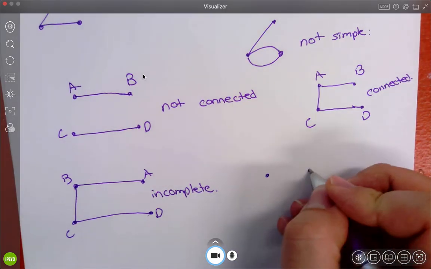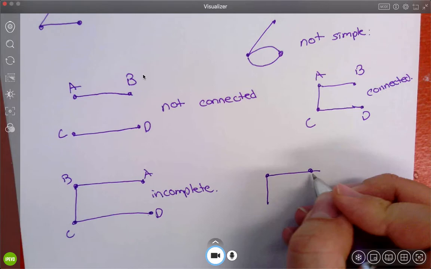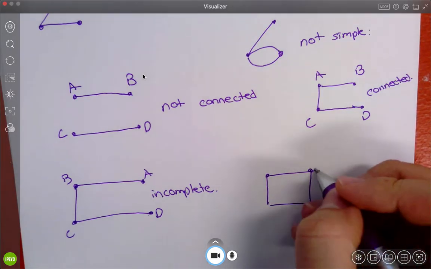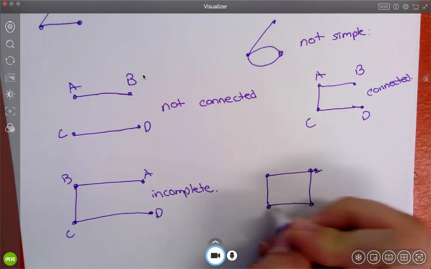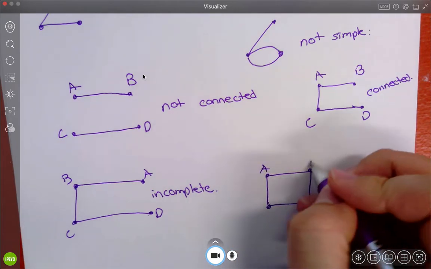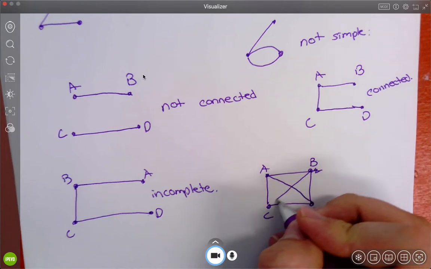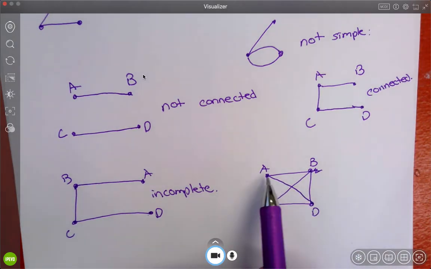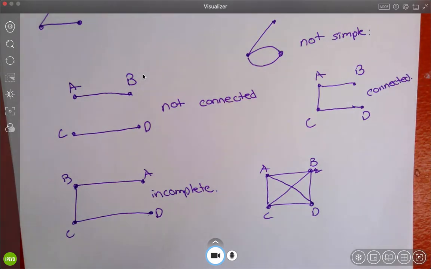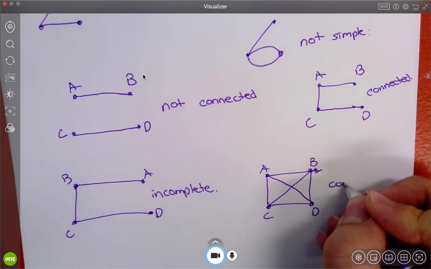The other example, right, is what I'm alluding to. If you have A, B, C, and D, and you have this type of X configuration, you can get directly from one point to another at all times, right? So this here is complete.